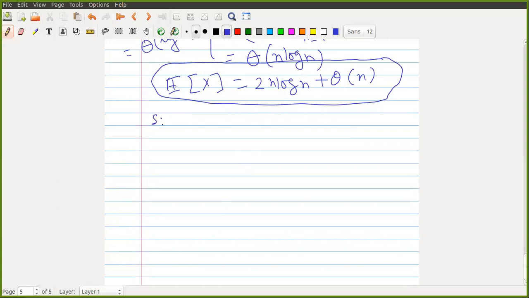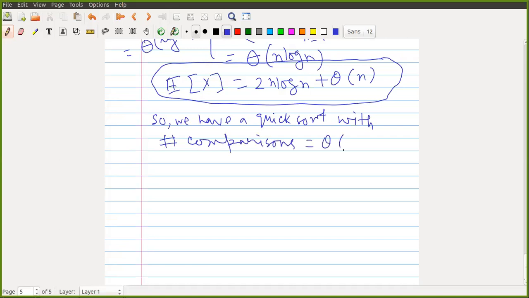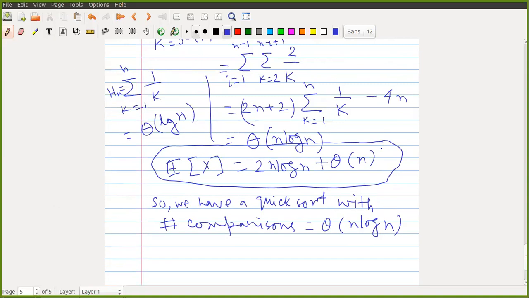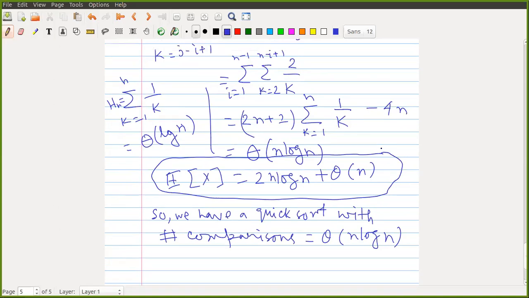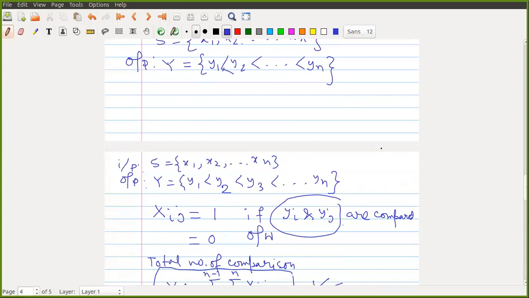So we have a quicksort where the number of comparisons is n log n. Right, so this is the kind of idea. So this is the analysis of what we are doing.